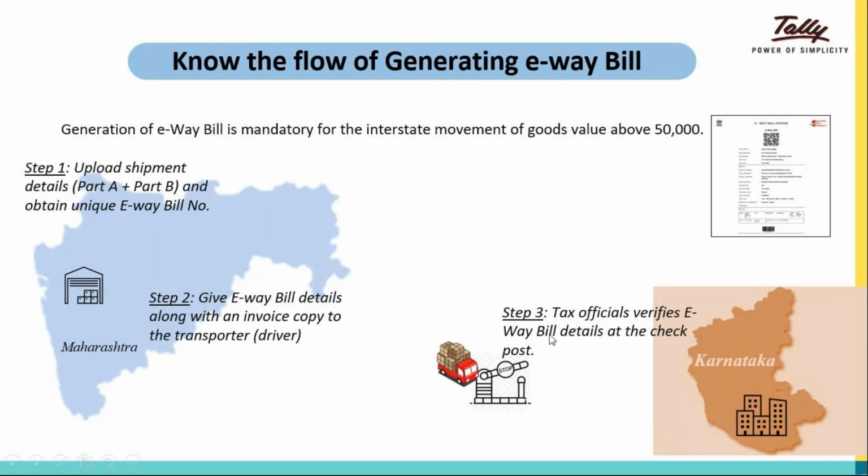Then step 3 is that the tax officials will verify the e-way bill details at the check post. When the goods are being transported from Maharashtra to Karnataka, in between you will have a check post where the tax officials will verify the e-way bill details. If there is no e-way bill and the invoice value is more than 50,000, then the goods that you are transporting will be seized by the tax officials. That is why it is very important to generate this e-way bill.